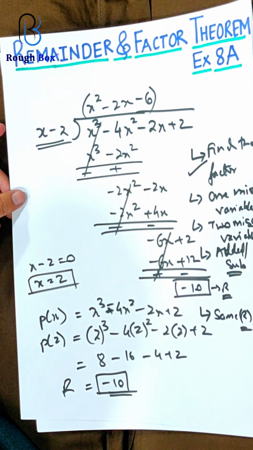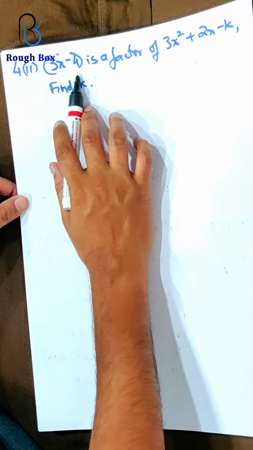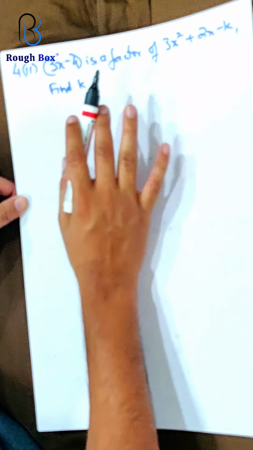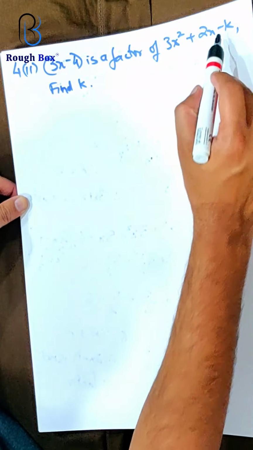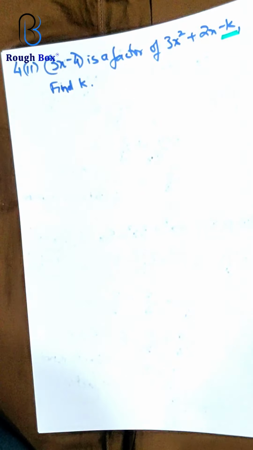So the first type, I said, is to find whether it is a factor. We did that. Now we're getting into this one: missing variable. So what is one missing variable? They will give you something like this, where they are telling you that this is a factor of this. Find the value of this k. So this k is the missing variable which we will try and find the answer of.